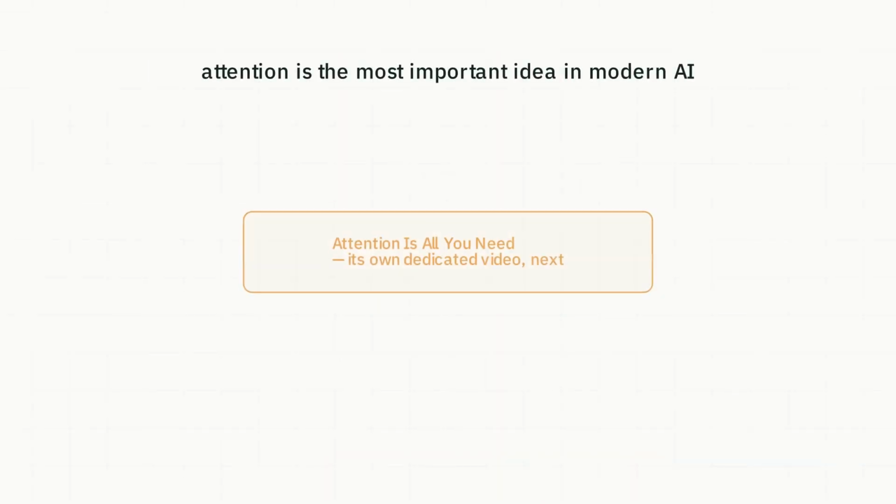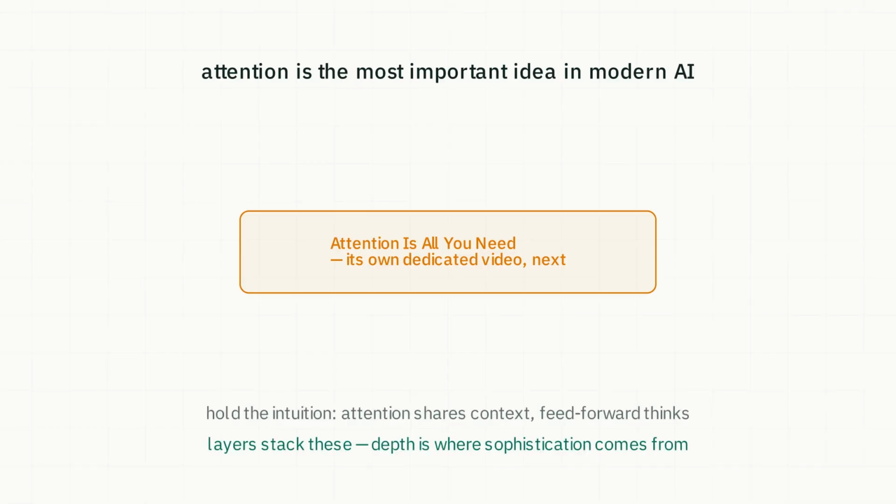Now, attention is the single most important idea in modern AI, and it is subtle enough and important enough that it deserves its own dedicated video, which is coming up next. So here, I'm going to ask you to hold just the intuition. Attention is how tokens share information and build context. Feed-forward is how each token then thinks. Layers stack these two over and over, and depth is where sophistication comes from. That intuition is all we need for pre-training.